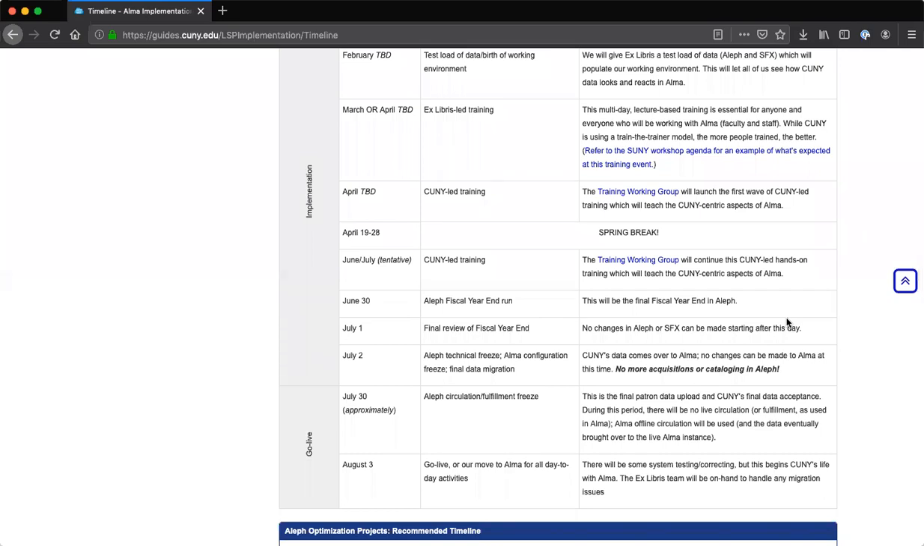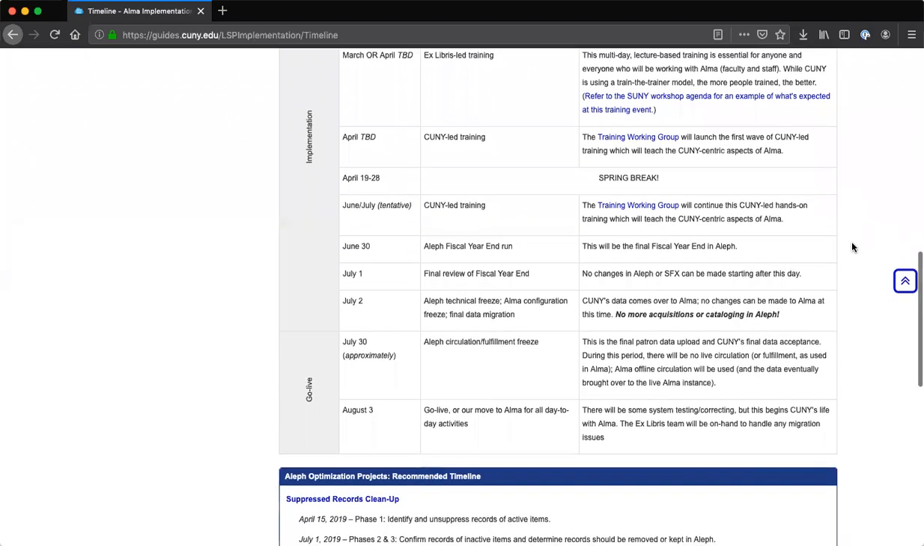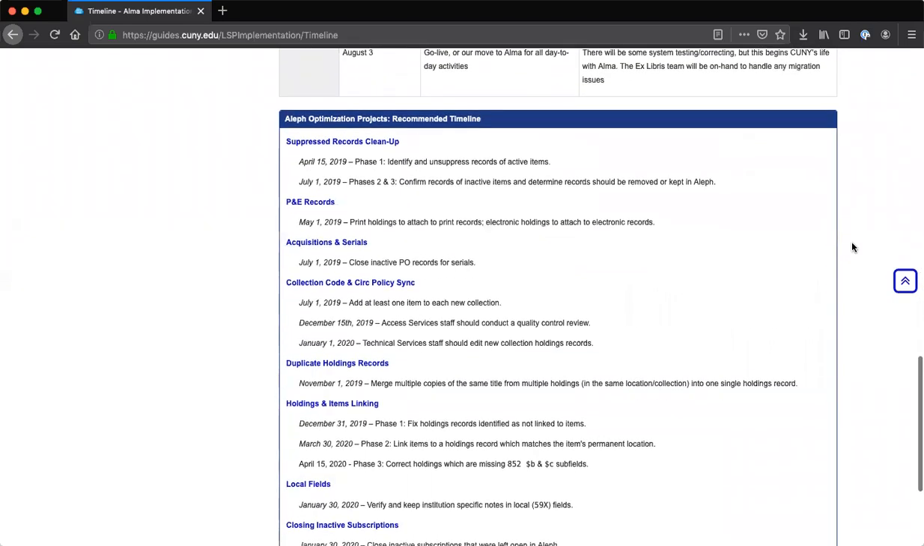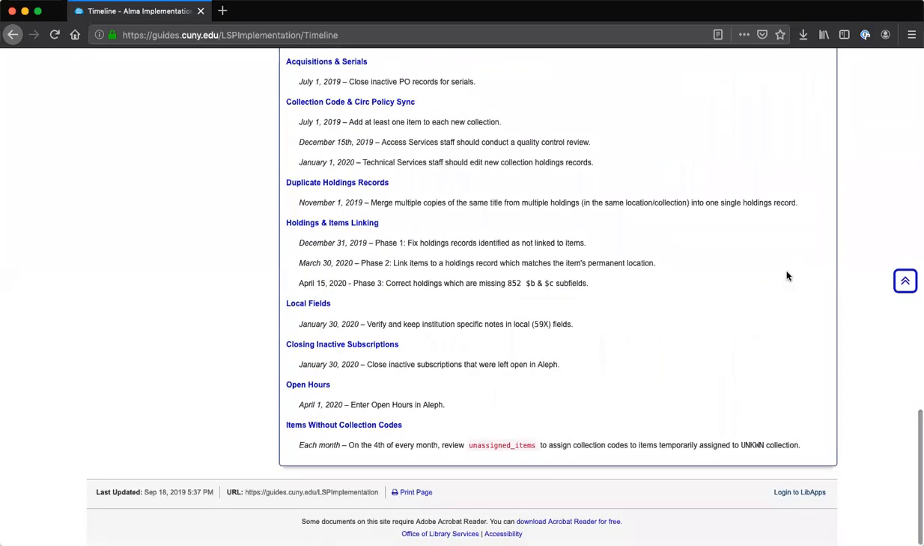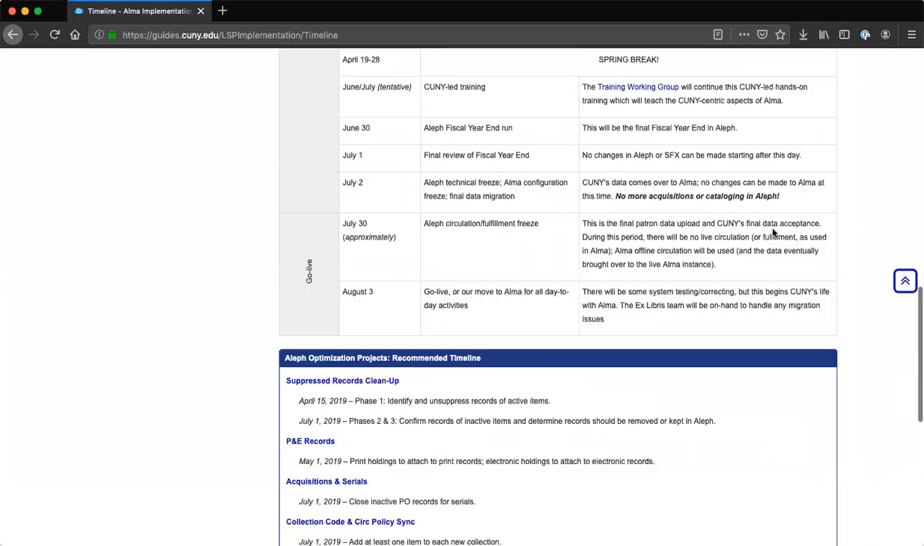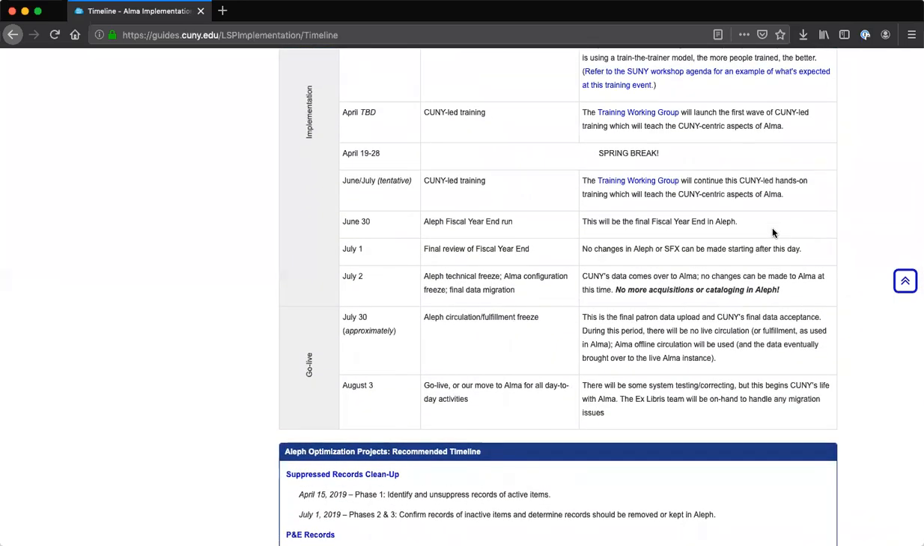And again, you can ask questions about the timeline, about just the implementation in general, the optimization projects, which are also listed here on the timeline page, just so you know what the dates are.